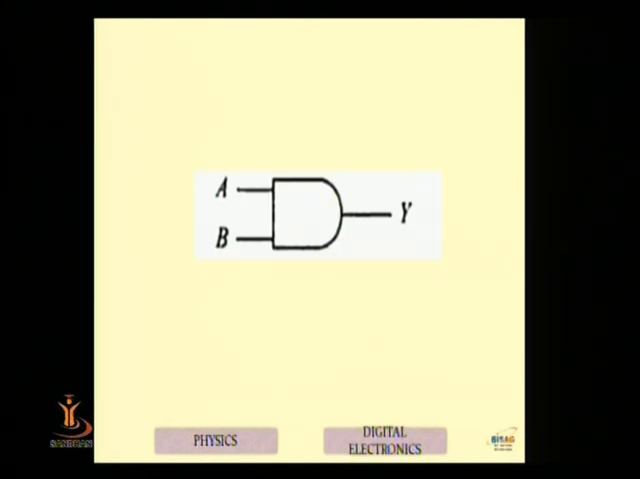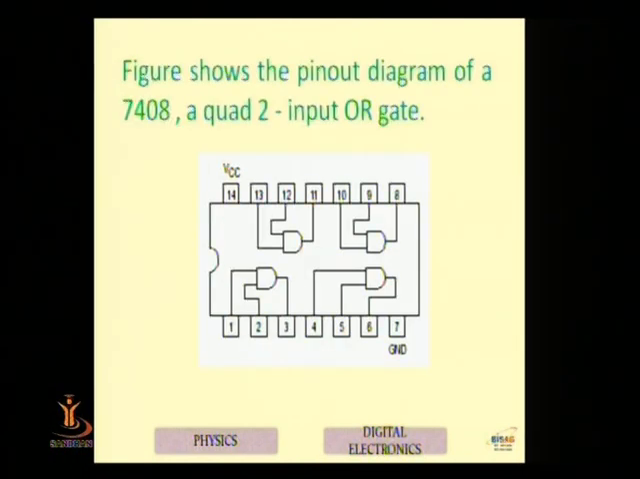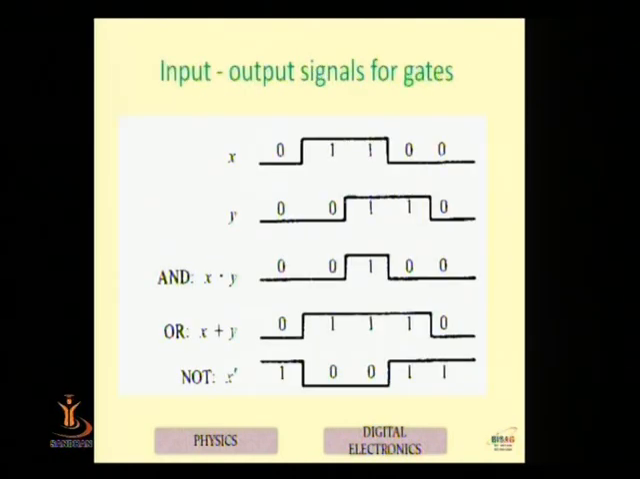This is the symbolic presentation of the AND gate, and this is the truth table of the AND gate. As I told you, wherever A or B is 0, your output is 0. This is the IC available in the market, the 7408, which can be used for such a configuration. Now X and Y are the inputs, and I have 3 outputs: for the AND, X dot Y; for the OR, X plus Y; and for the NOT, X bar. So first of all, X dot Y.